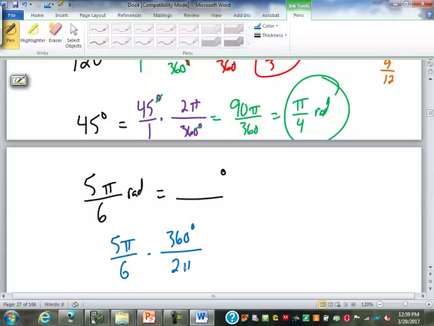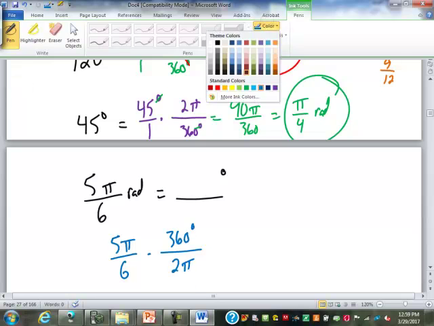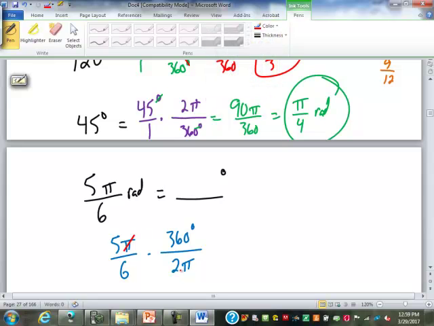We'll put the 2 pi on bottom. Now the pi is going to be the first thing that cancels out. 5 times 360 is 1800. 6 times 2 is 12. 1800 divided by 12 is 150 degrees. Again, a lot of times I just drop the radians off there to make it easier to do the calculation.